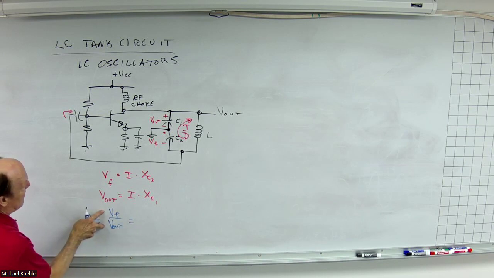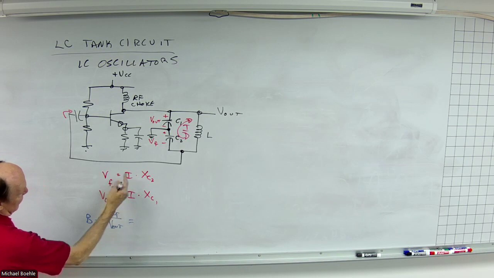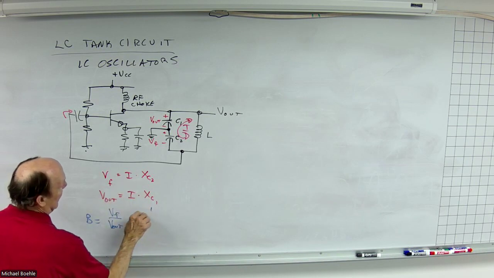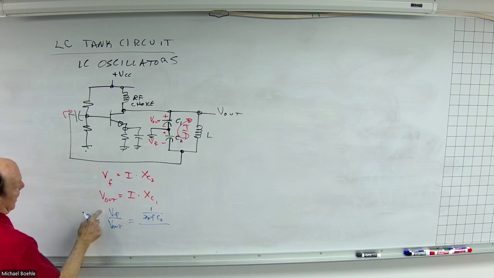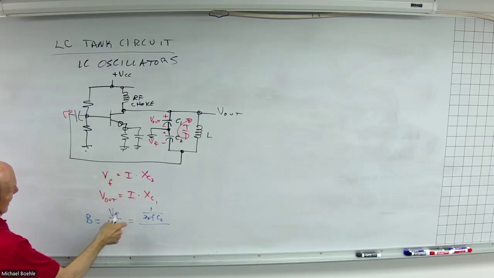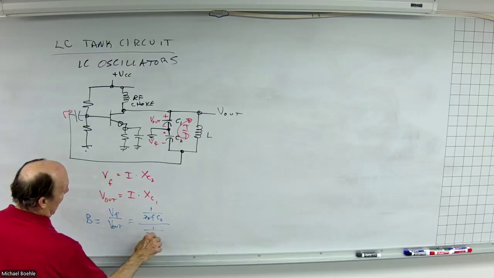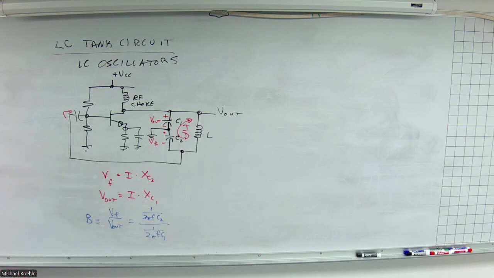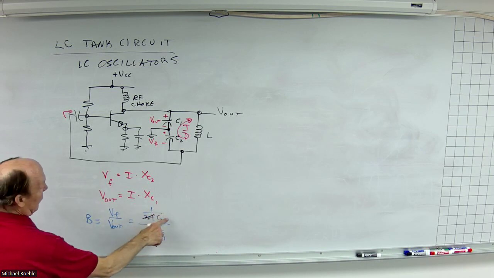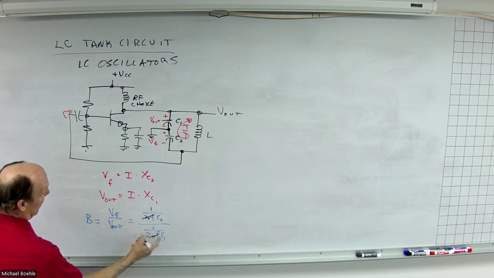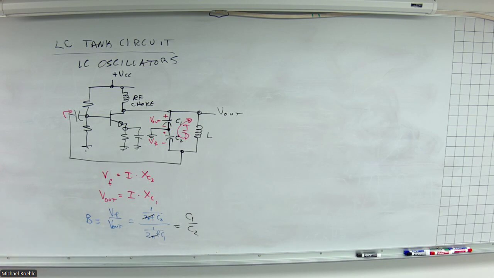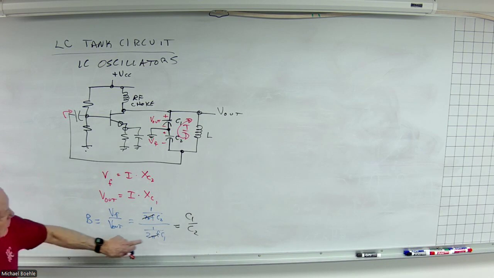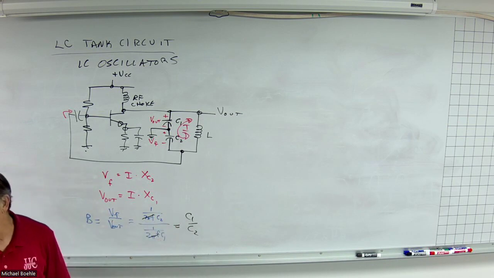So when I do that, you notice the currents are going to cancel, right? So it'll be 1 over 2 pi frequency times C2, divided by, again, the currents cancel out, capacitive reactance of C1, which is 1 over 2 pi frequency C1. Well, 2 pi f cancels out. And I have 1 over C2, and then the inverse of 1 over C1 is C1, so this just becomes C1 over C2. That's your feedback fraction. So what's my minimum gain? Well, it's 1 over that, which would just be C2 over C1.